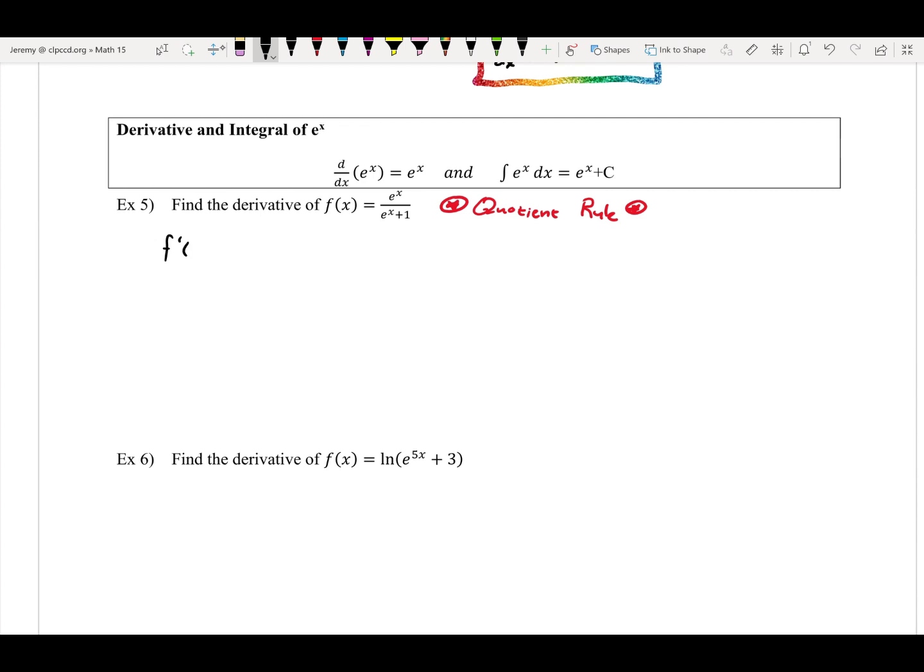F prime of x is going to be, okay, what's the quotient rule? Low d high, so e to the x, that's the derivative of the top, minus high d low, so that'll be e to the x times the derivative of e to the x plus 1, which is just e to the x plus 0. I'll just write that as e to the x. Square the bottom and away we go.